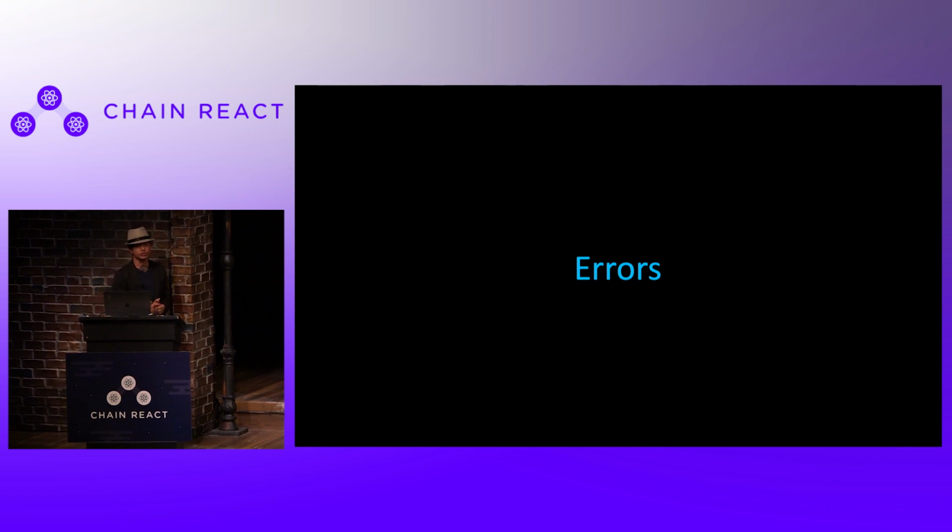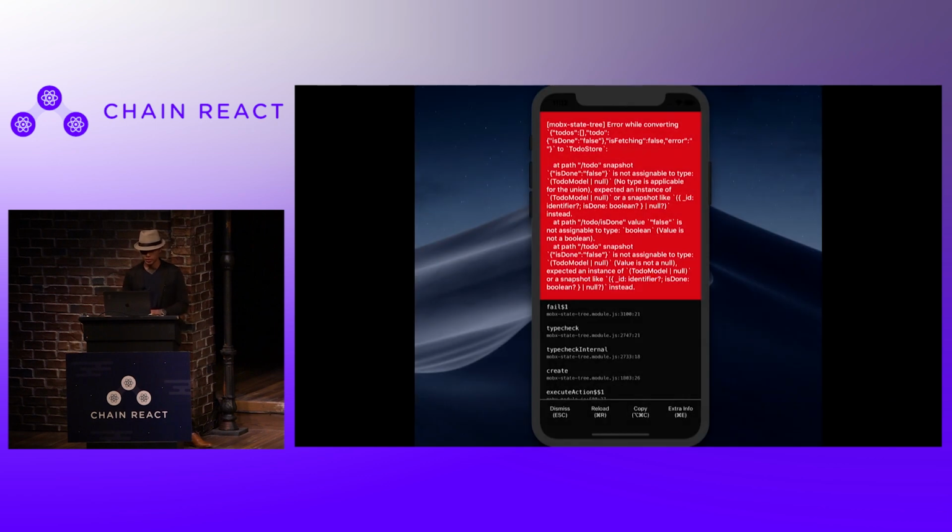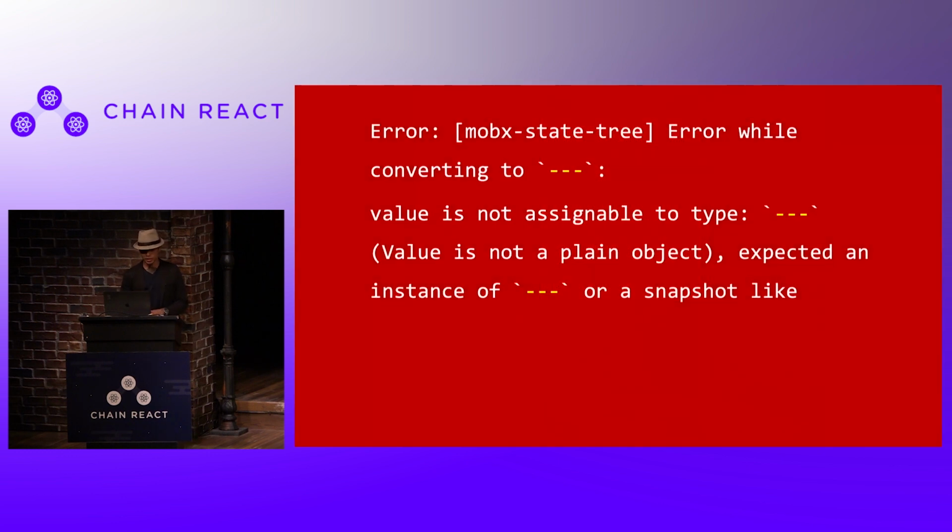So what about errors? Let's be real. You'll face a lot of this while you're developing your app. This is what we call the red screen of death. So what does it say? It says error while converting to type. Value is not assignable to type. So this is MST throwing an error at you because you're not assigning the right types to your objects. So that's how strict it is.